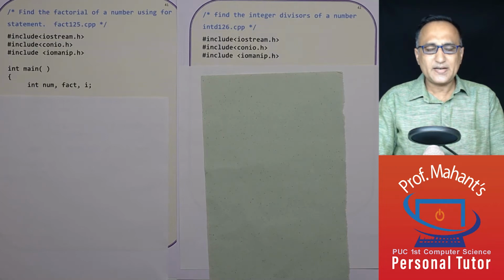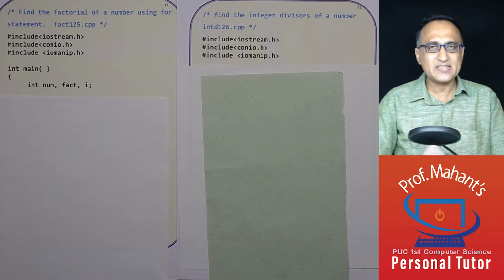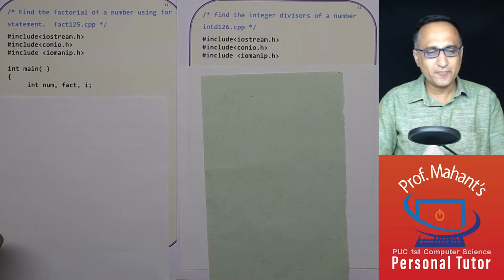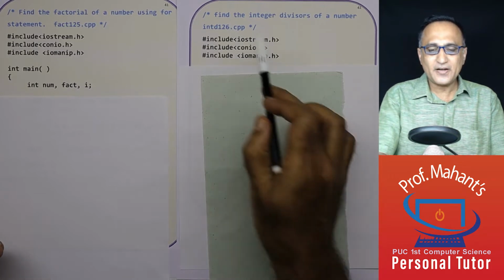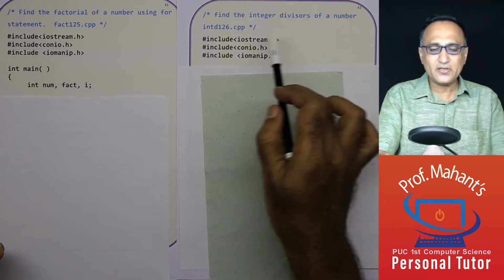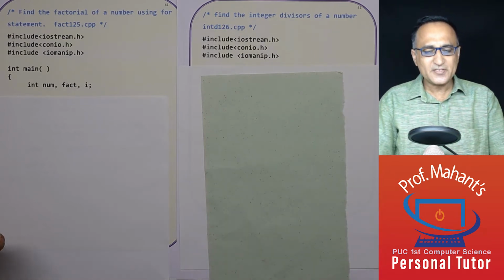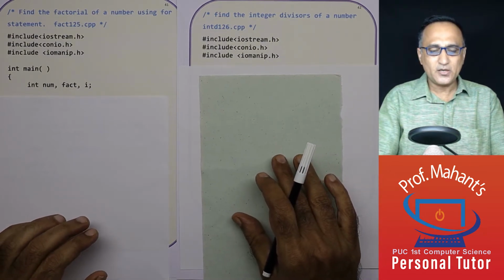In order to understand the for loop much better, we are going to take a look at two more examples. The first example is how do we go about calculating the factorial of a given integer using a for loop. And next is finding all the integer divisors of a number. So let's first take a look at the factorial problem.